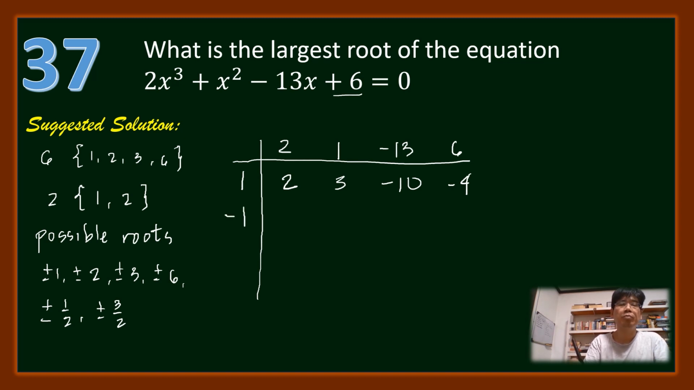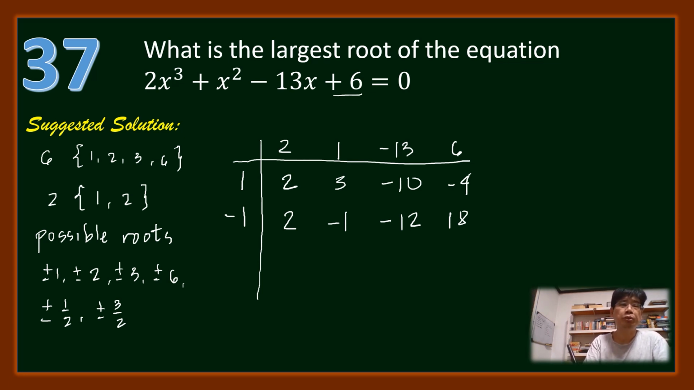Let us have negative 1. Again, bring down 2. Then 2 times negative 1 is negative 2 plus 1. That's negative 1. And negative 1 times negative 1 is positive 1, plus negative 13, that's negative 12. Negative 12 times negative 1 is positive 12 plus 6, that is 18. Negative 1 is not a root also.